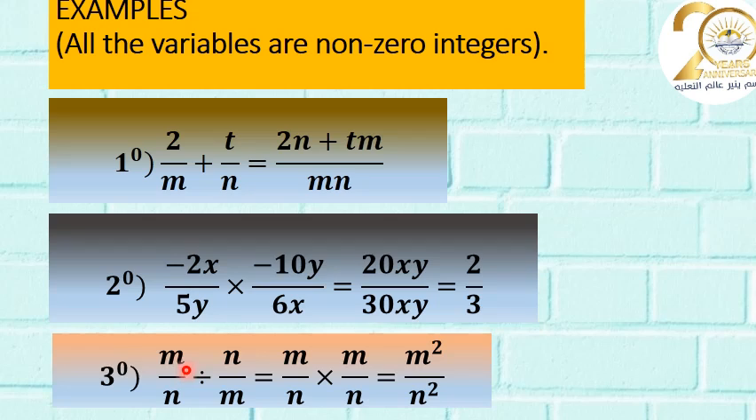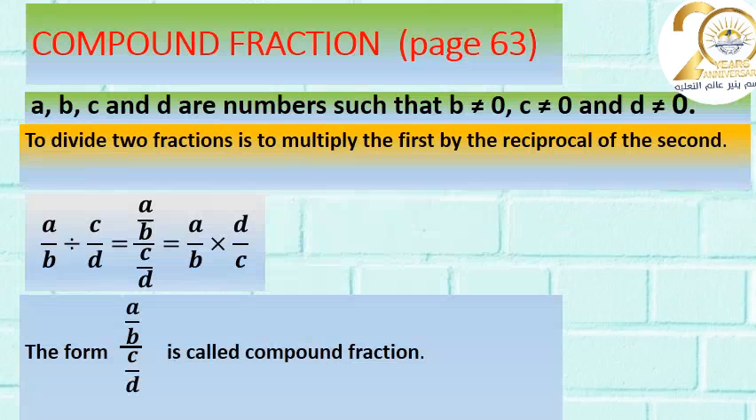m over n divided by n over m is equal to, as we said previously, m over n times the reciprocal fraction of the second one. So m over n times m over n as well. And it becomes a third. And this is called the compound fraction. When we have to divide two fractions, we multiply the first by the reciprocal of the second one. And this is the compound fraction.